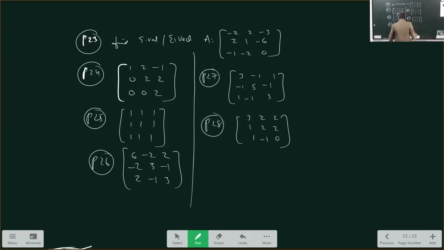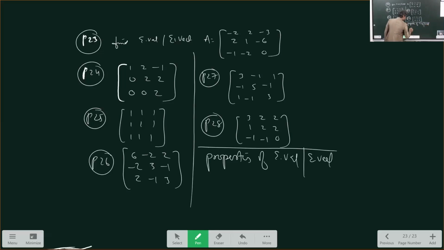I'll wind up in 1 minute. Okay. Only one more problem is left. And followed by some properties of eigenvalues and eigenvectors. So I think we have about 15 to 18 properties are there. Okay. Then followed by a diagonalization. So these are the things to be discussed. If time permits, I'll make a note of this.